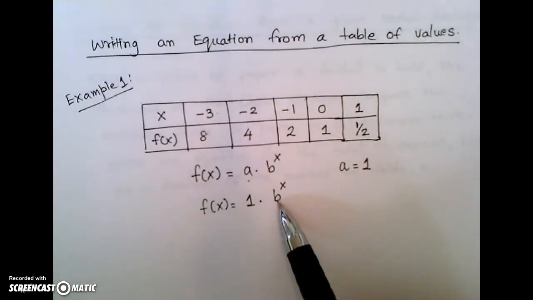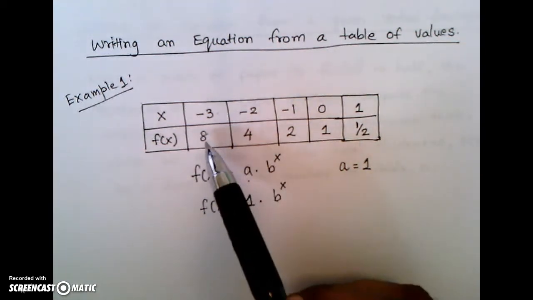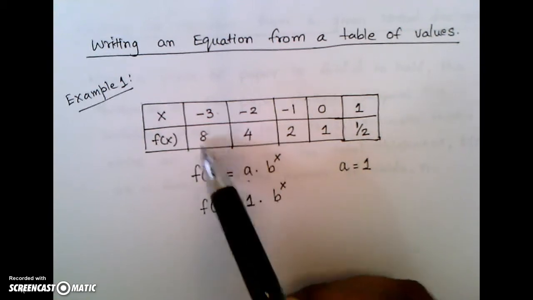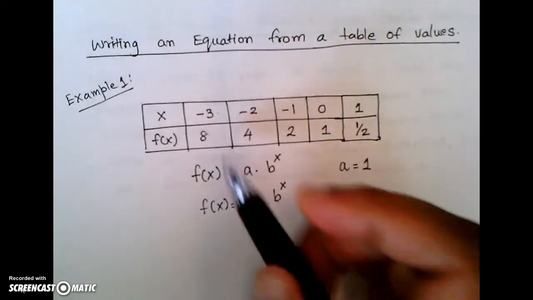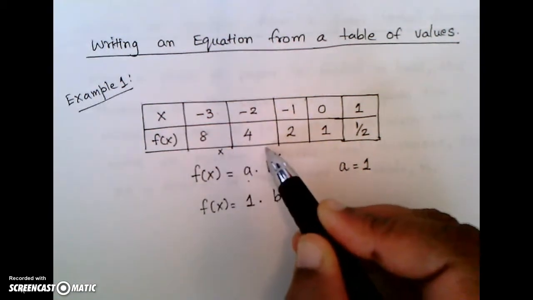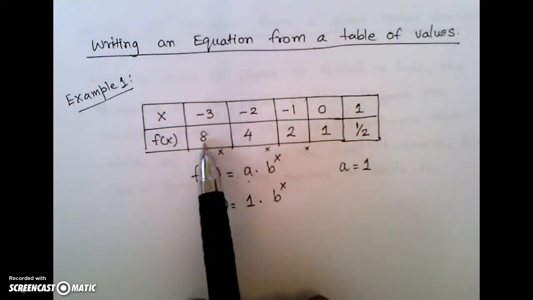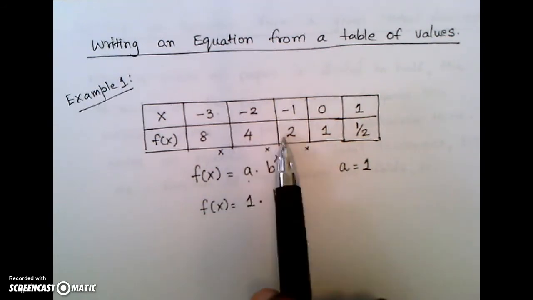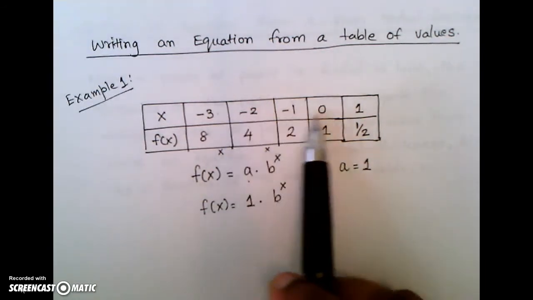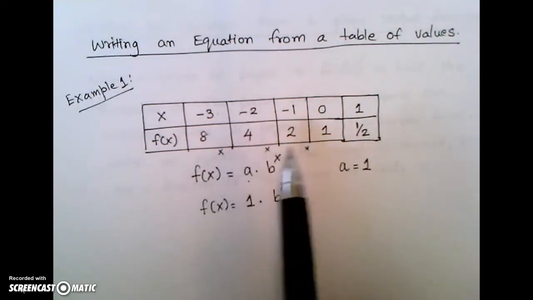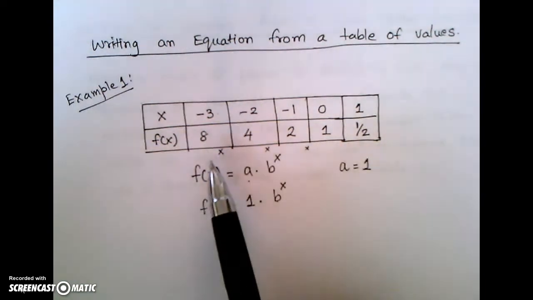B is the common ratio between two consecutive y values. So either I take these two values and see how it is changing. It's getting multiplied by a number every time, right? And also you can see that my y values are decreasing as my x values increase. So this is also a decreasing function. So my b has to be a fraction which is less than 1.